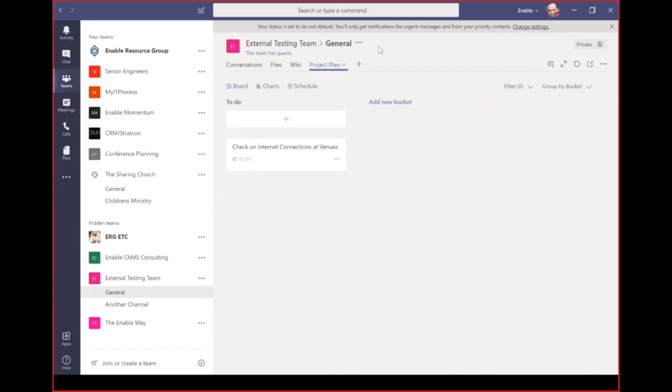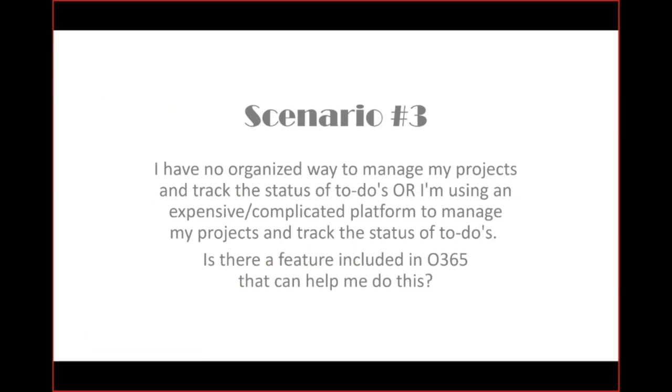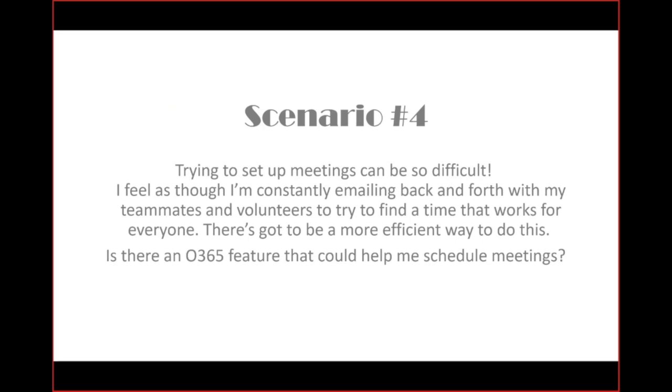All right, so that's Planner, and let's flip back and take a look at scenario number 4. Scenario number 4 is about scheduling meetings. You and your organization may have already adopted, as Ellie mentioned in the beginning, using Outlook for email and calendaring, and you might recognize that you can see each other's calendars and schedule meetings with each other and see when another person is available.